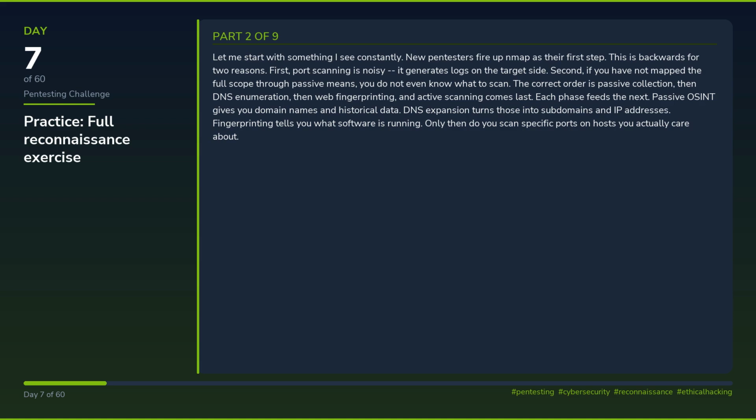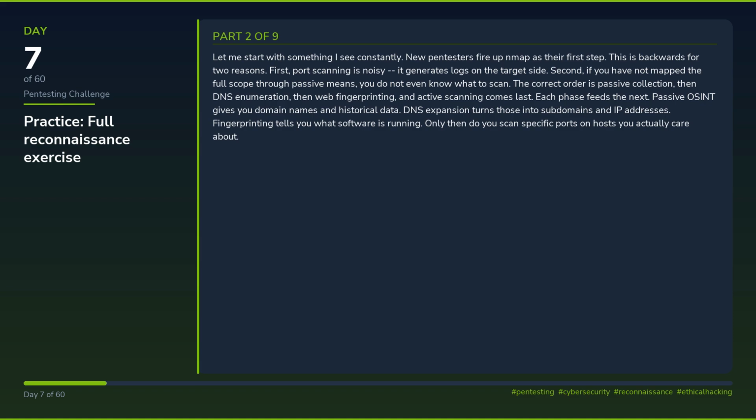Let me start with something I see constantly. New pentesters fire up nmap as their first step. This is backwards for 2 reasons. First, port scanning is noisy, it generates logs on the target side. Second, if you have not mapped the full scope through passive means, you do not even know what to scan. The correct order is passive collection, then DNS enumeration, then web fingerprinting, and active scanning comes last. Each phase feeds the next.